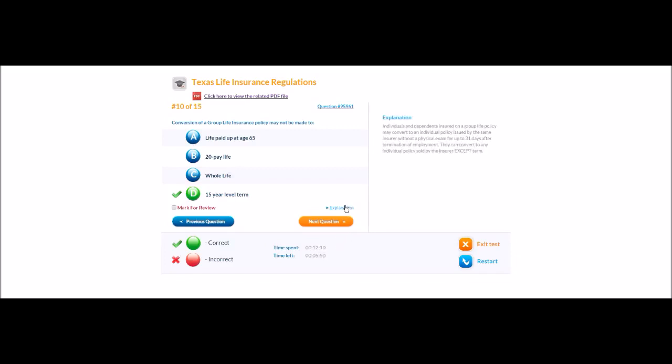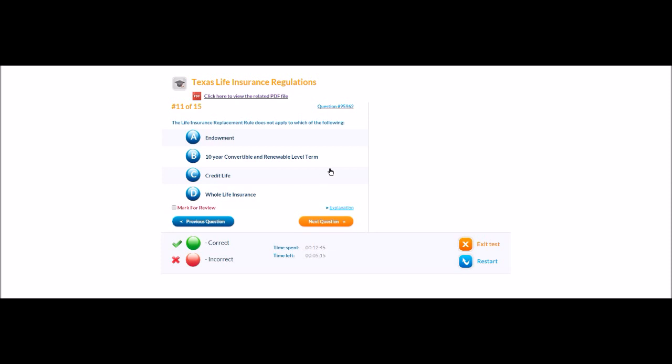Explanation. Individuals and dependents insured on a group life policy may convert to an individual policy issued by the same insurer without a physical exam for up to 31 days after termination of employment. They can convert to any individual policy sold by the insurer except term. Okay, so the correct answer is D, 15 years level term.